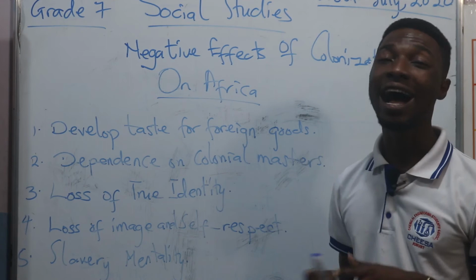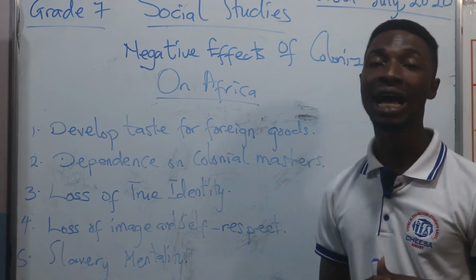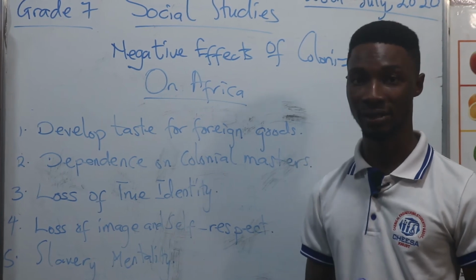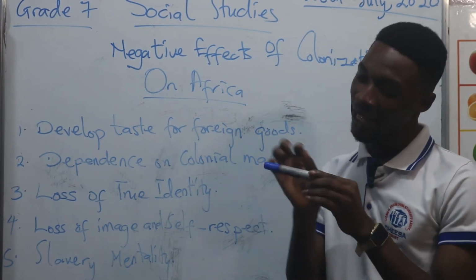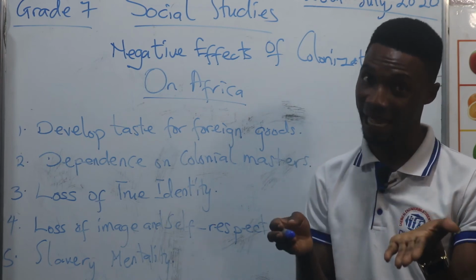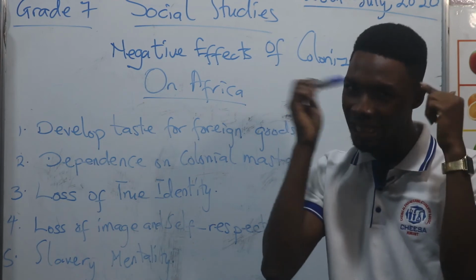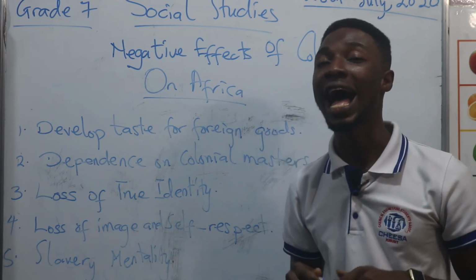We have lost our image and respect because we have no respect for our locally made goods and services. For example, when you go and buy something and you see that they have inscribed on it, made in Ghana, you choose to stop buying it. Because in your conscience, you have it at the back of your mind that made in Ghana goods are not good.